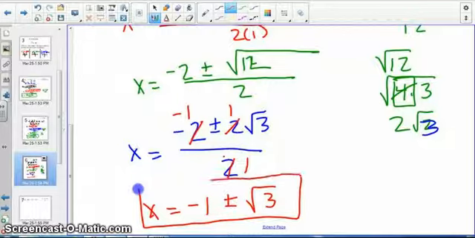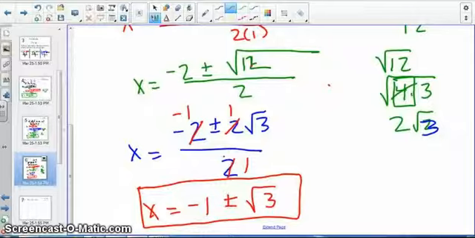Now sometimes you may get your answers, like you might be able to find the square root of radical 12. Okay, or say this was radical 16, so you'd get 4. So you'd have negative 2 plus or minus 4 all over 2. You'd have to actually simplify that to find your 2 actual answers.